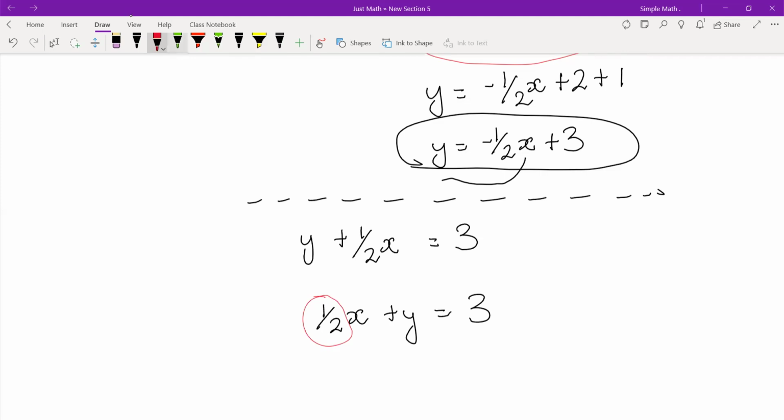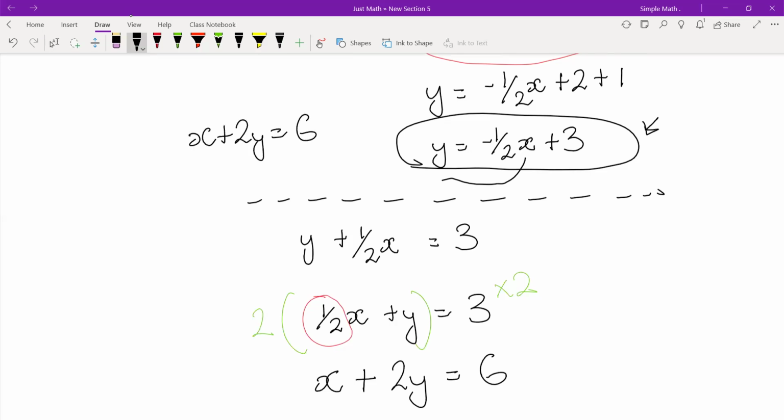Let me use a green pen now. Multiply both sides by 2, so 3 times 2. Once we do that, this gives us x plus 2y equals 6, if we open the bracket. And this will be our answer. In slope intercept form, our answer is like this. In standard form, we have x plus 2y equals 6.